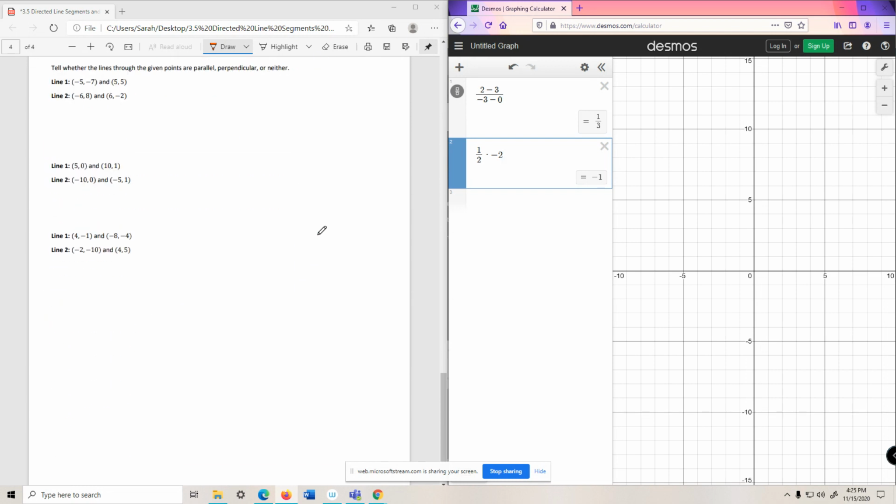Last bit here, they didn't give us a picture, but for these problems, we're going to say if the two lines are parallel, perpendicular, or neither. We're going to do these things the exact same way as we did before using the slope formula.